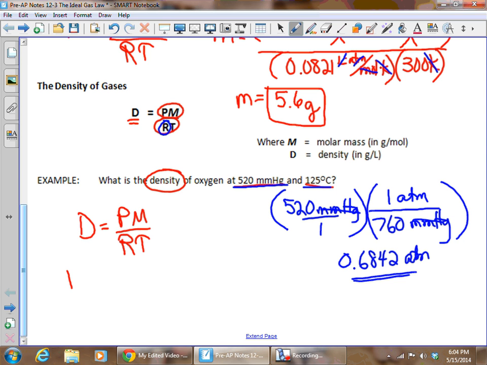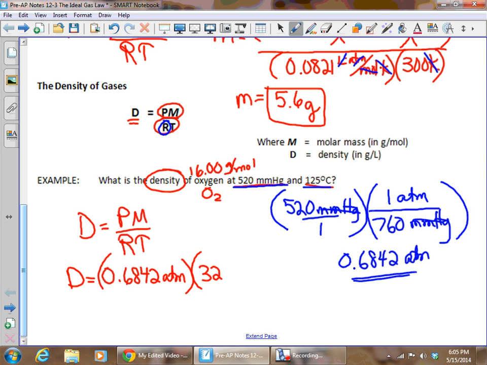So density then is going to be equal to the pressure value we just found, 0.6842 atmospheres, times the molar mass. Watch it again. Oxygen is 16.00 grams per mole, but oxygen is diatomic. So make sure you remember to check for that. These gases, they'll sneak up on you. 32.00 grams per mole. Divide that by our gas law constant, 0.0821 liter atmospheres per mole kelvin.